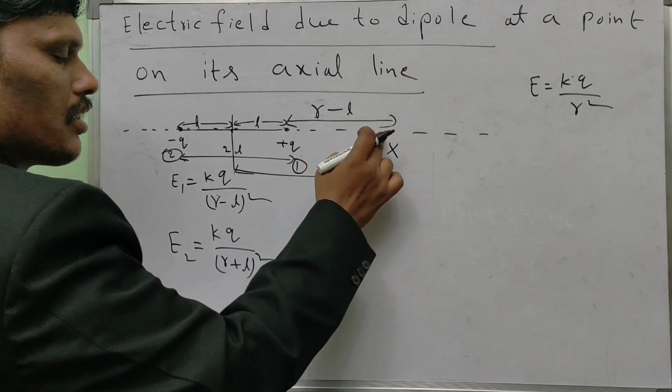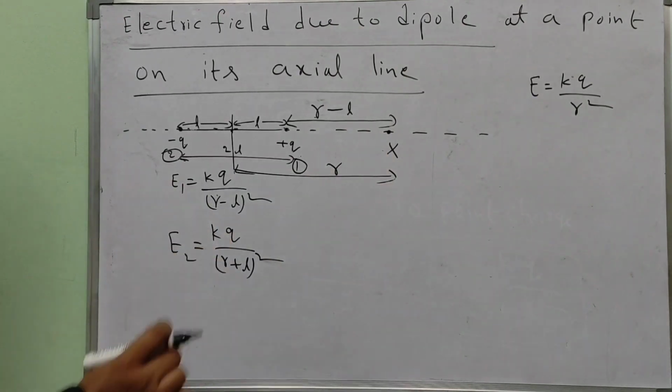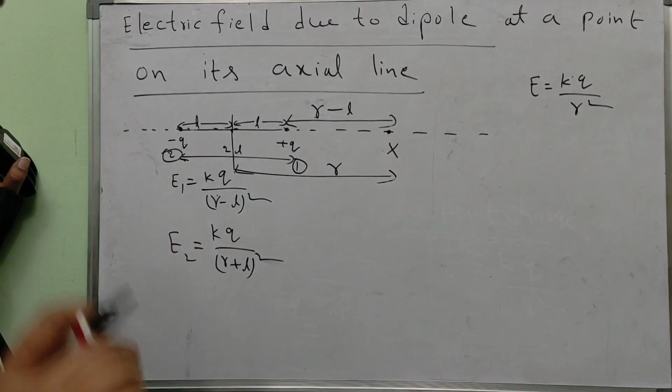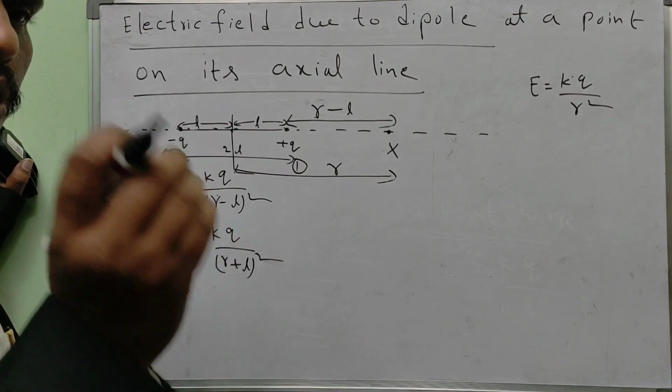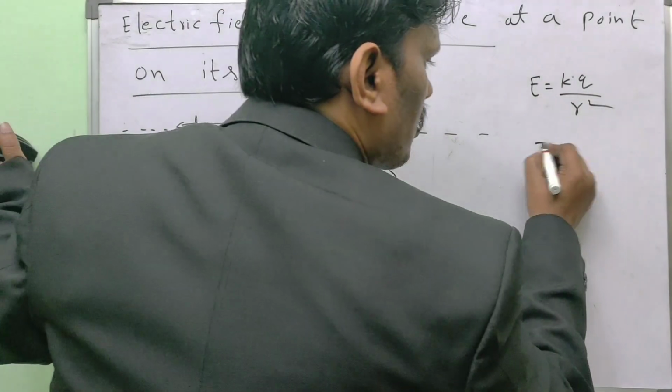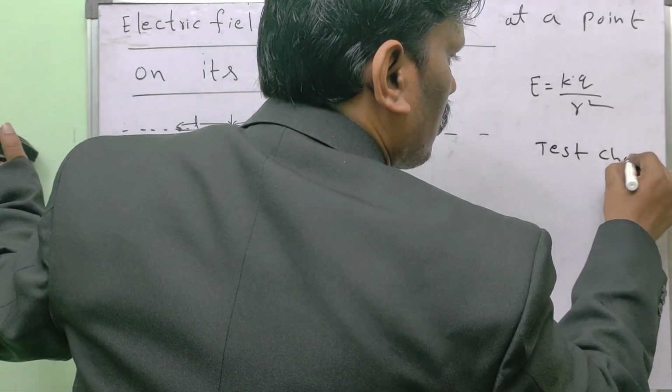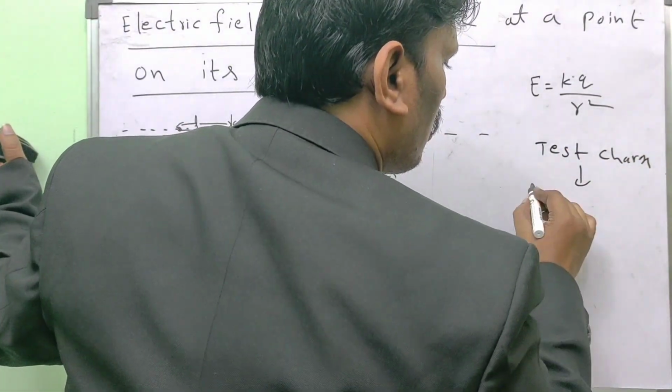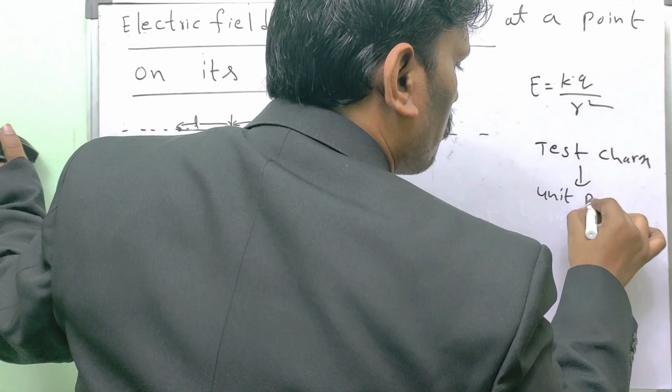Because of the positive charge, what is the electric field direction here? Remember, my dear student, you are going to imagine a unit positive charge. Imagine a test charge. What is the meaning of test charge? A unit positive charge.